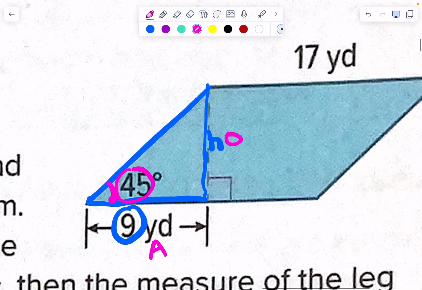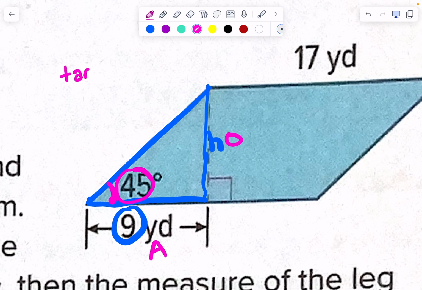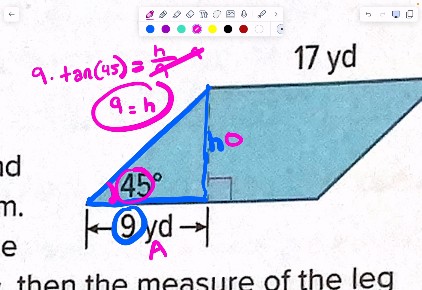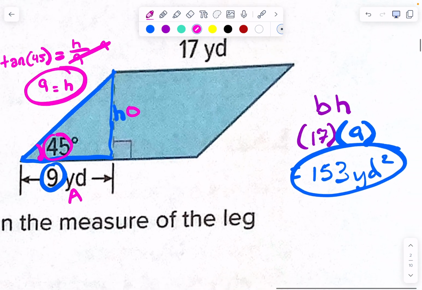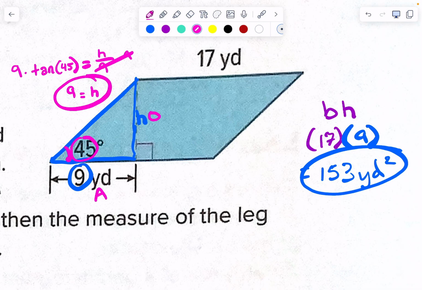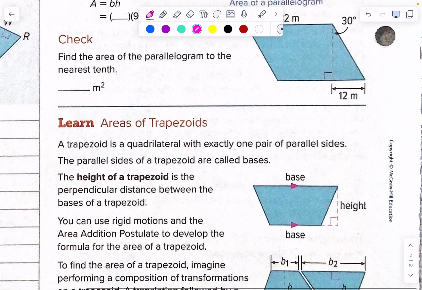So we're going to use which trig function? Tangent. Tangent of 45 is equal to opposite, which is H over 9. And then you multiply the 9 to the other side. 9 times tangent of 45 is 9 also, right? So if you don't remember the 45-45-90 triangle thing, you could also use SOHCAHTOA to find the missing side or the missing height, whatever. 153 yards squared. Perfect.